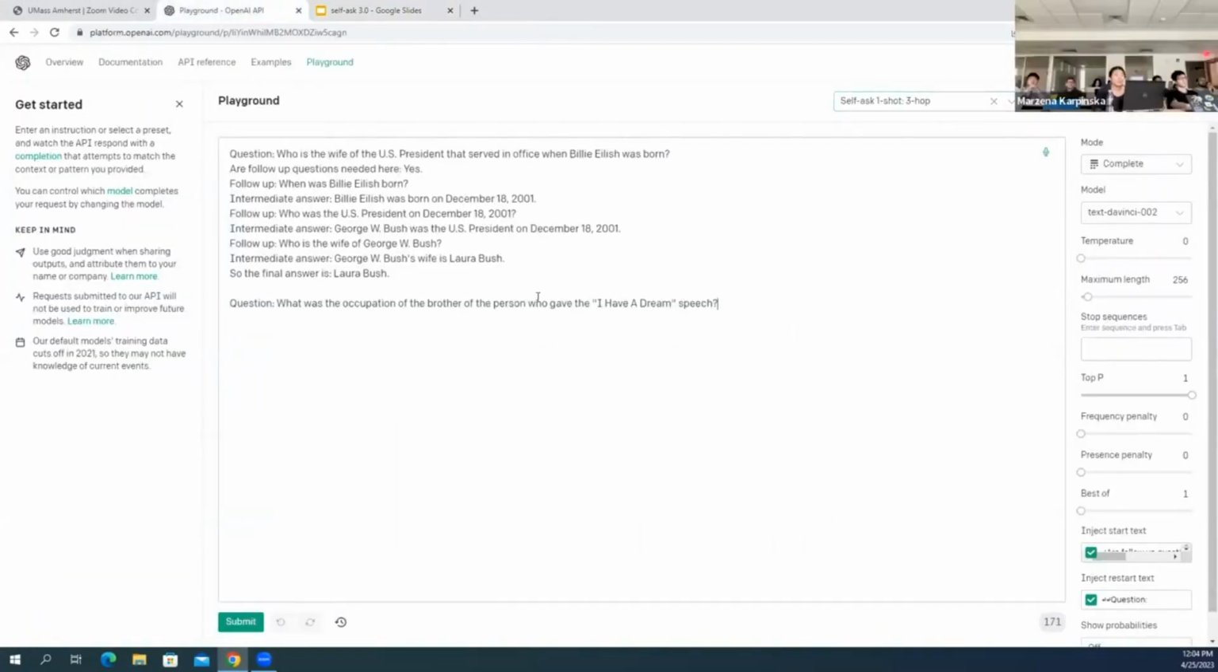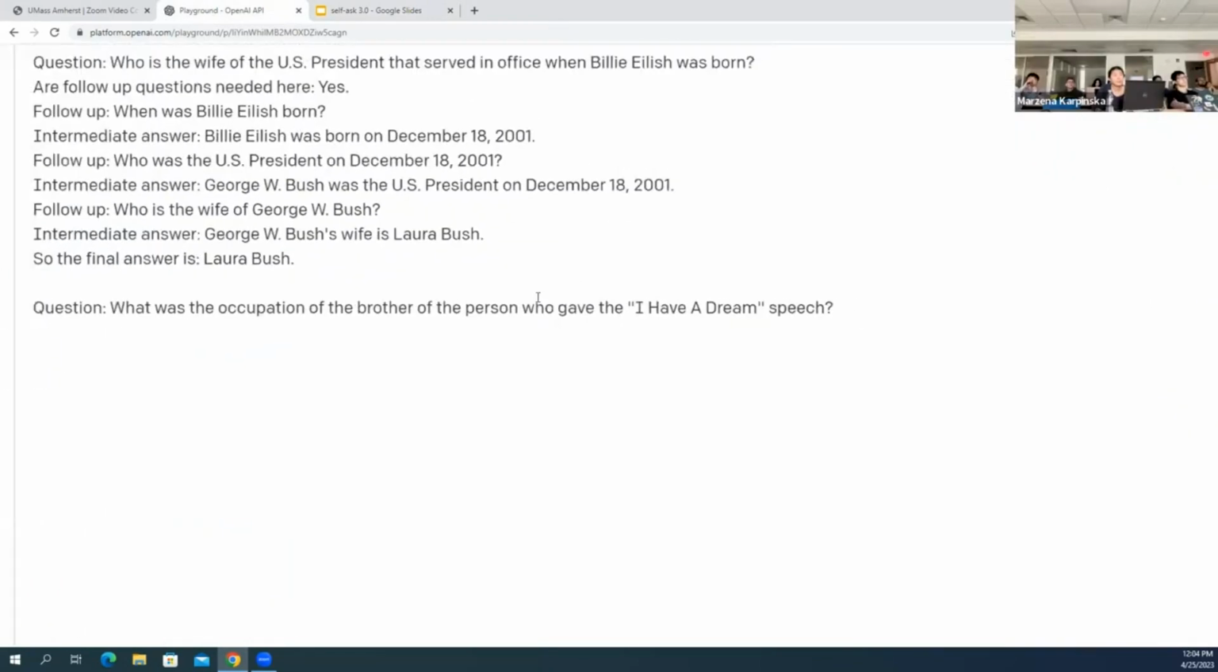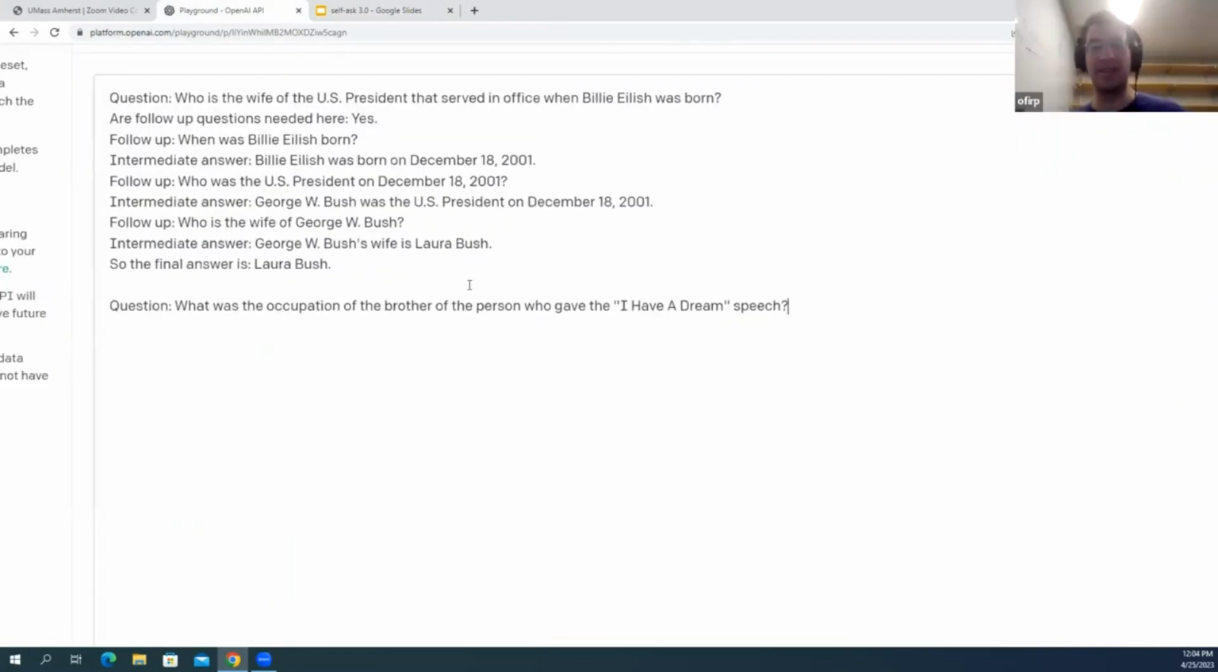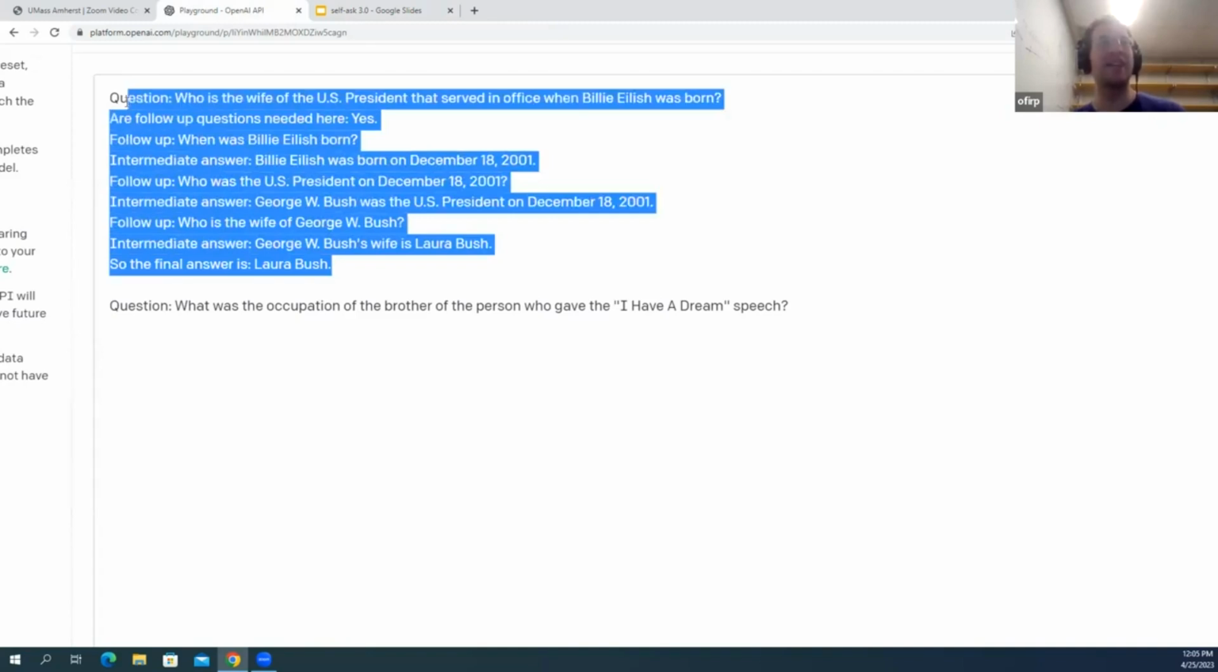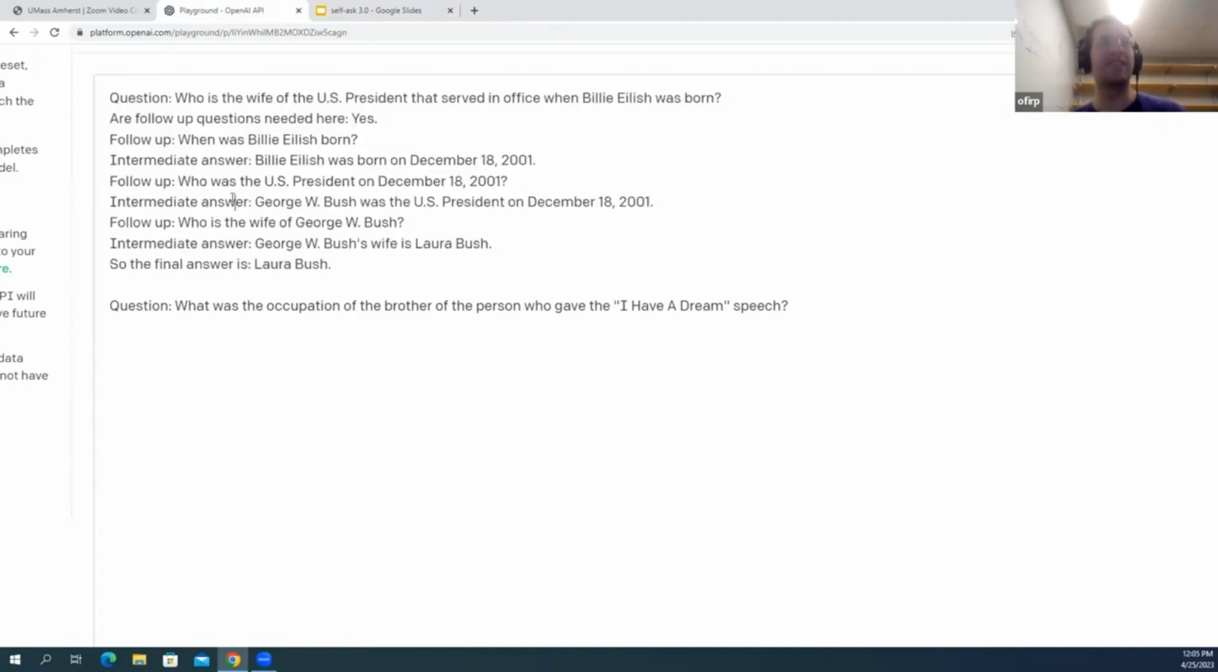Yes. Okay, so a lot of people ask me, can it do 3-hop question answering? And it can, especially if, so it can sometimes do it even if your prompt has 2-hop questions. But now I have a question here that's 3-hop. This is totally artificial, but it's just fun to look at. So my example question is, who is the wife of the US president that served in office when Billie Eilish was born? And I asked 3 follow-up questions and answered them, and I said the answer.